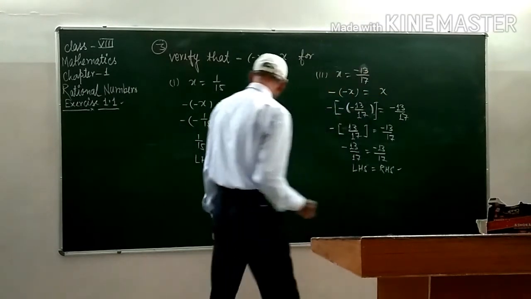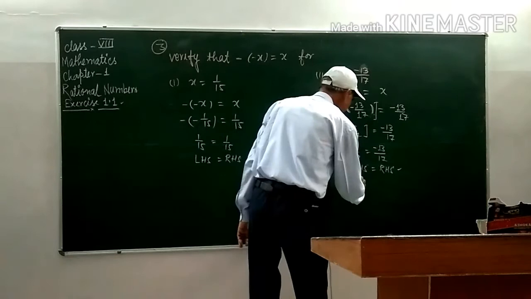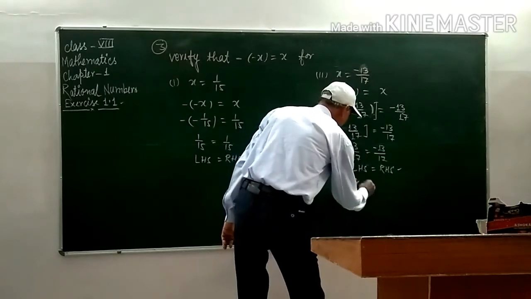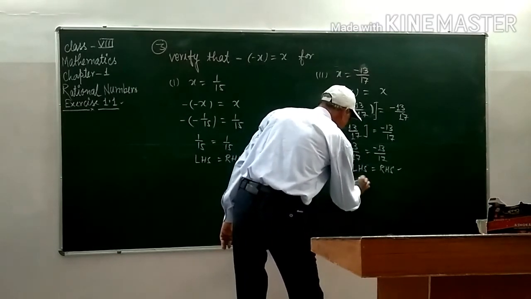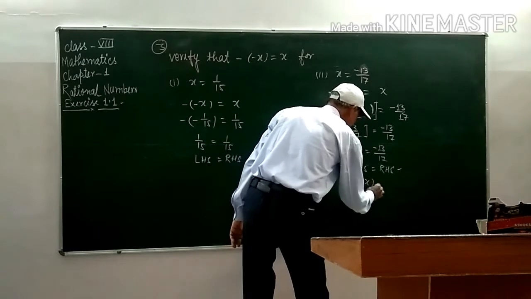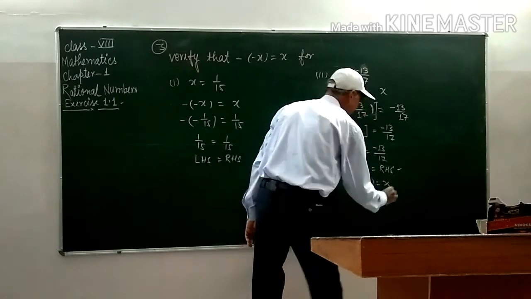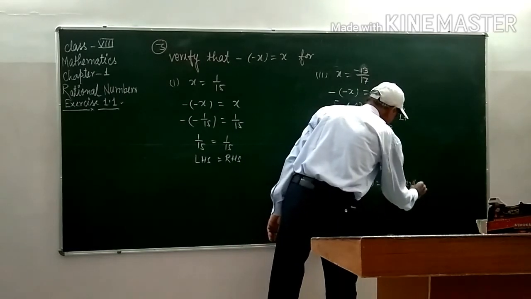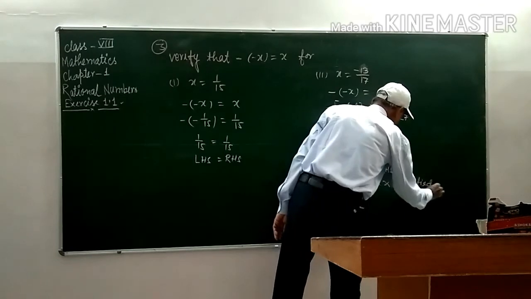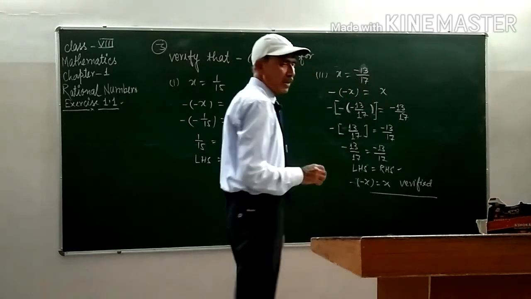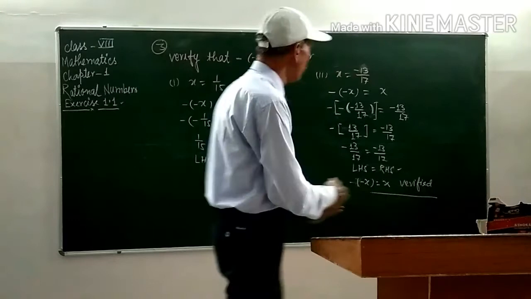Okay, so we can write here minus into minus x is equal to x, verified. Clear? Now question number 4.